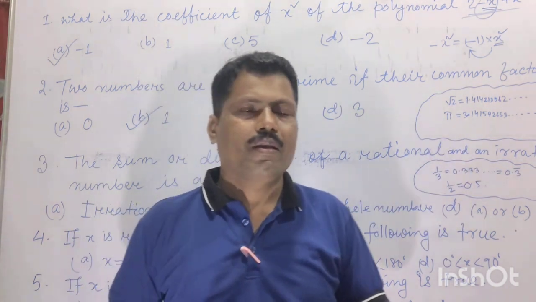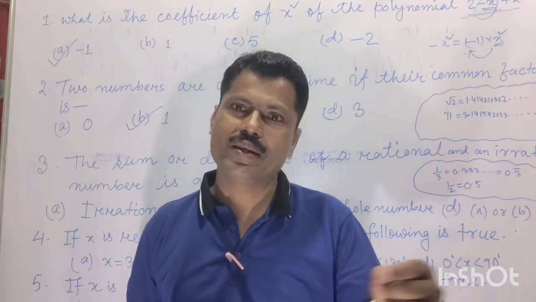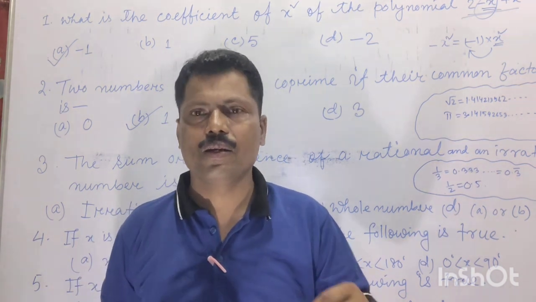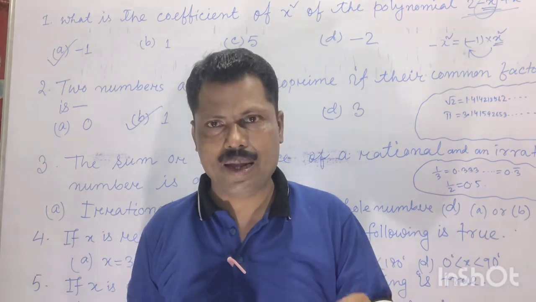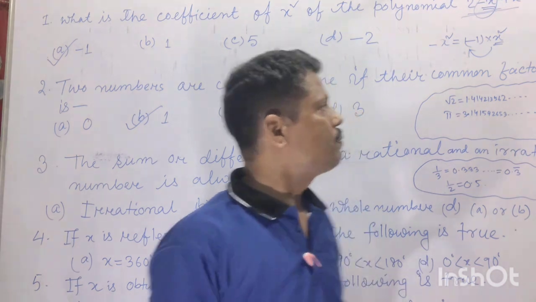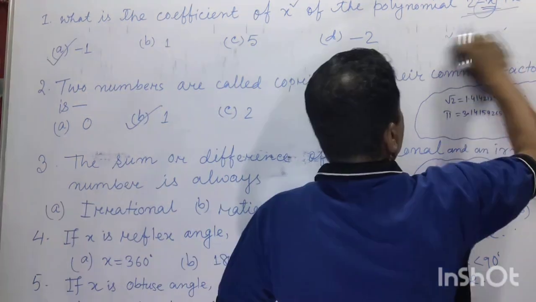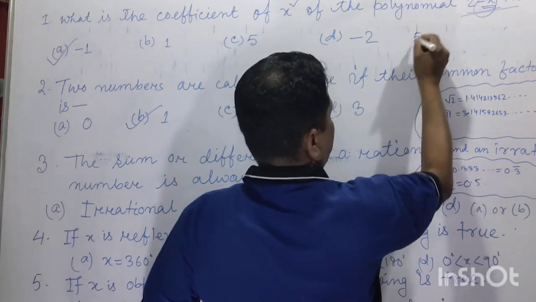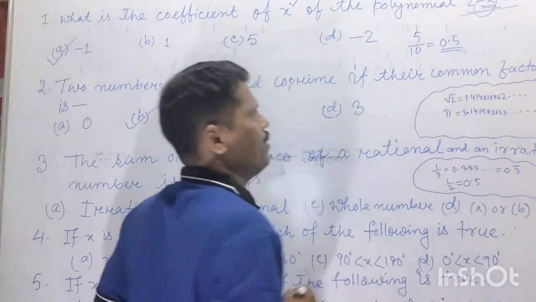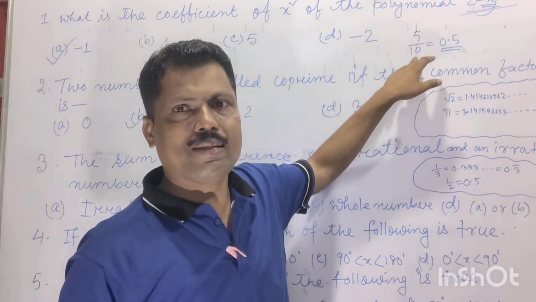A rational number has a decimal expansion that is terminating or non-terminating but repeating, and an irrational number is non-terminating, non-repeating. It will not end and it will not repeat the same part. So let us see. If we write 5 by 10, that is 0.5. This number is terminating, so the decimal expansion terminates at 0.5. So 5 by 10 is a rational number.